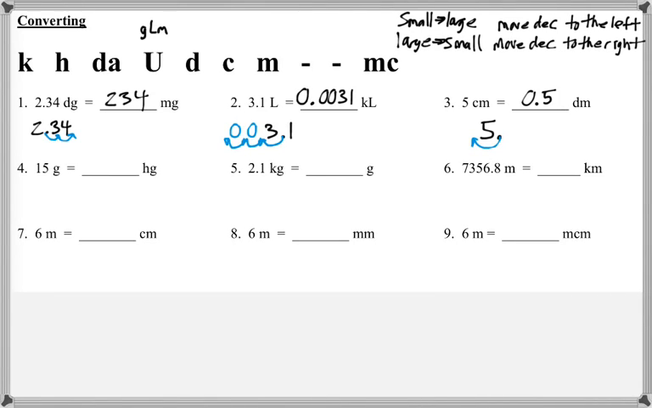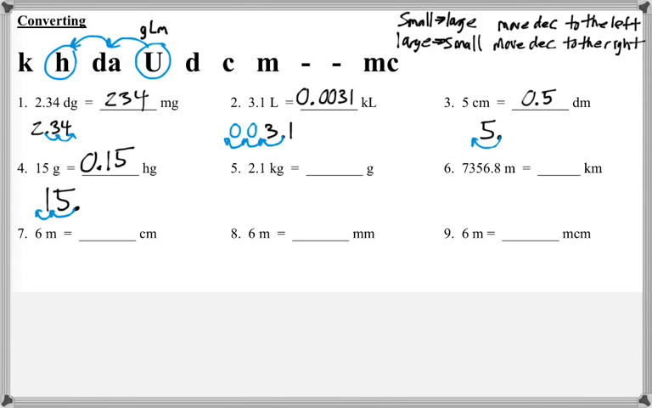On number 4, I'm trying to convert from grams to hectograms. So grams are one of our basic units, and hecto is right here. So I'm starting with 15, and the decimal place is to the right of the ones place, and I want to move it to the left. So 2 to the left, and that'll be 0.15, and I want to put my leading 0.